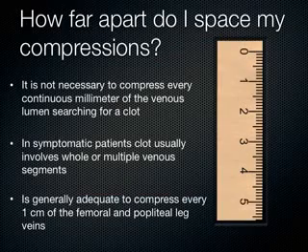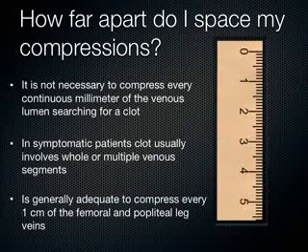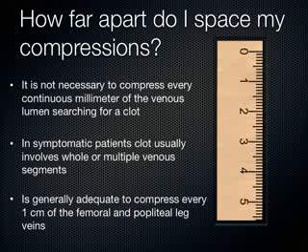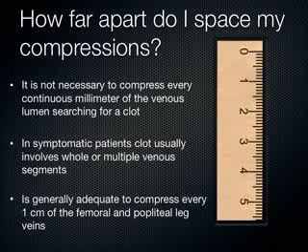So when you go down the leg, you're wondering to yourself, how far apart do I space my compressions? Do I go every single millimeter, or is it okay to skip a centimeter? It turns out it's okay to skip and just do 1 centimeter increments going down the leg. So I start really high up in the inguinal region, at the inguinal canal, as high as I can, where the saphenous vein dumps in, and then I compress and do 1 centimeter increments down the leg until I'm about halfway down the leg, or until I lose sight of the femoral vein.